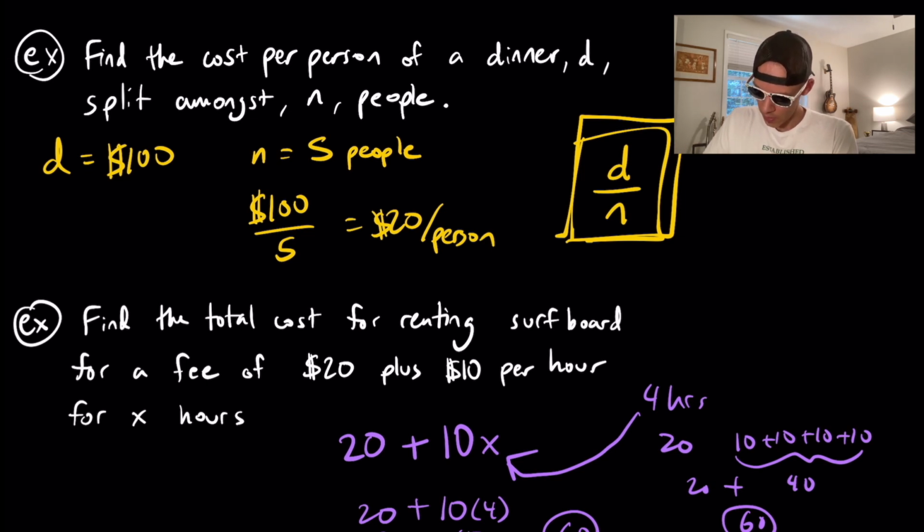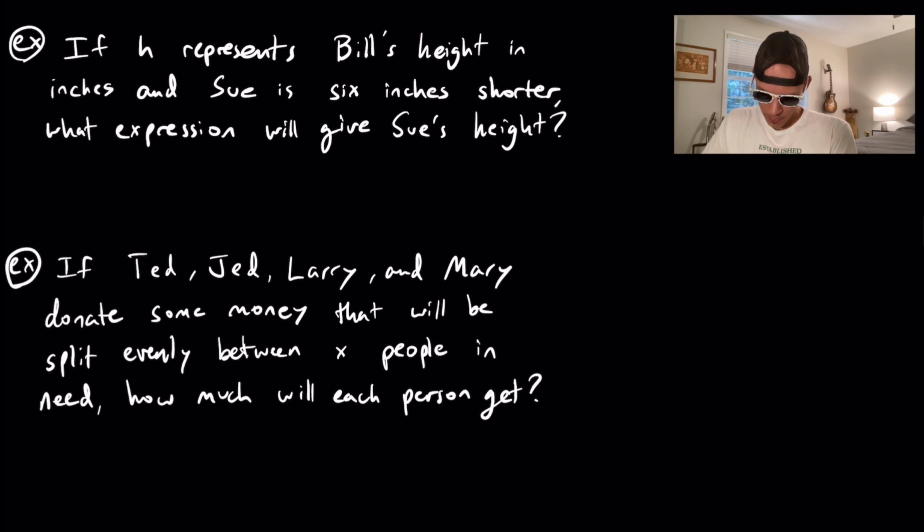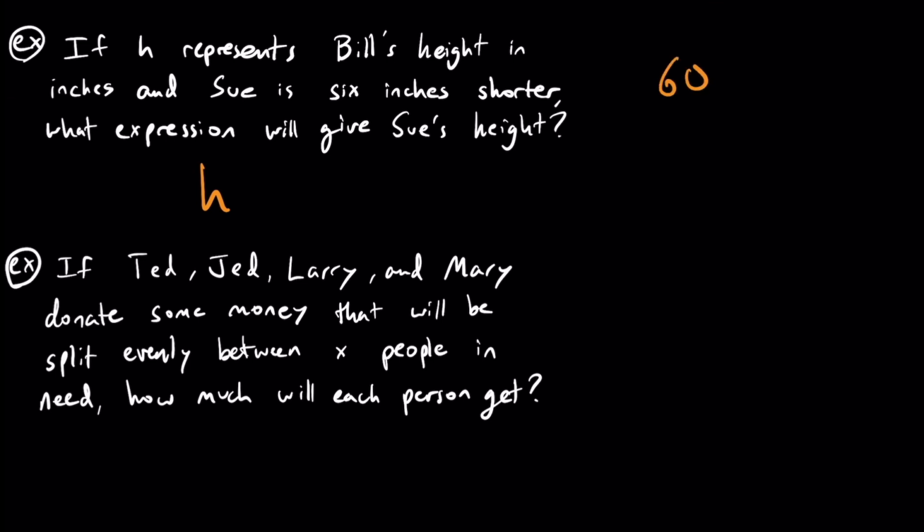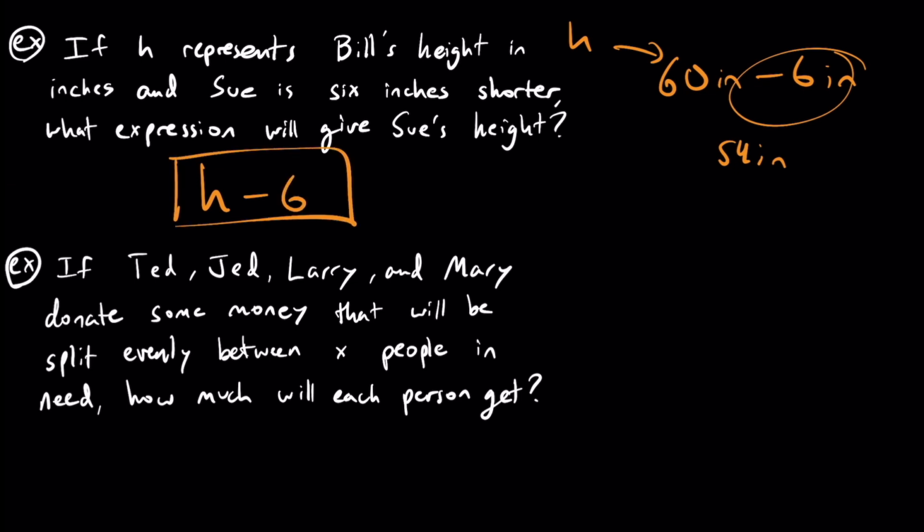All right, couple more here. If H represents Bill's height in inches and Sue is 6 inches shorter, what expression will give Sue's height? So if H is however tall Bill is, and Sue is 6 inches shorter than that, let's say he's 60 inches tall, well, she's going to be minus 6 inches, which is 54 inches. So we called 60 inches Bill's height, and then we are subtracting 6 inches from that, so H minus 6 will do the job.